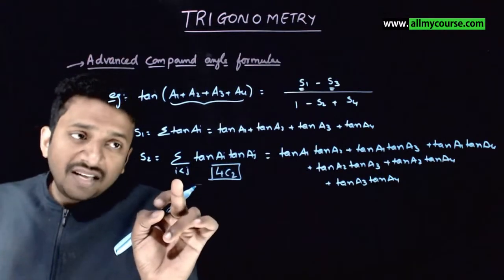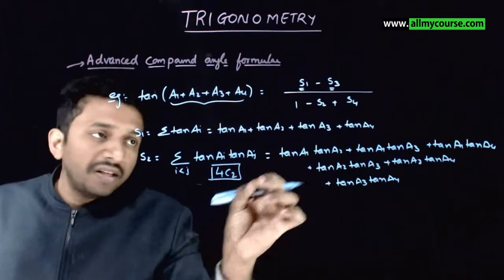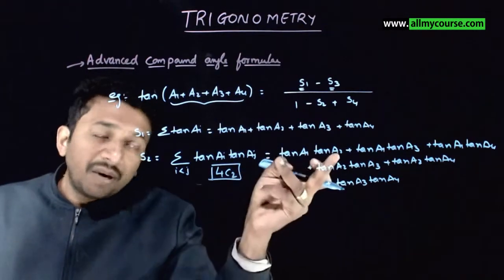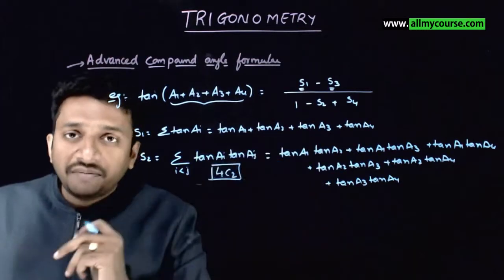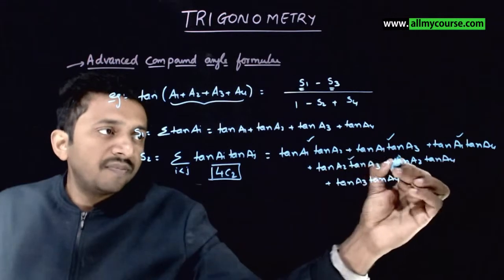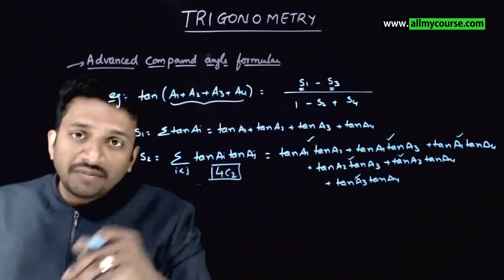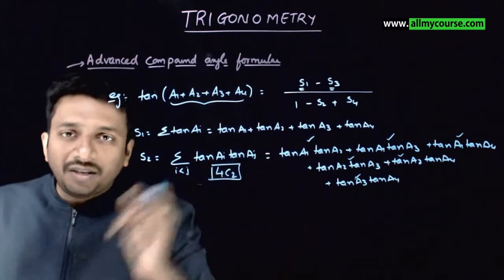So here I less than j implies there are no arrangements, we are just taking selections. So tan A1 tan A2, but I'm not taking tan A2 tan A1 again. So whatever is the product, we just need to take it once. So here I can also use I greater than j, there is no problem, I get the same terms, but you should not repeat the terms.